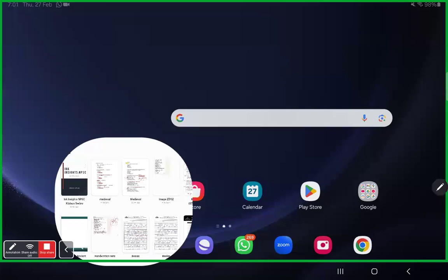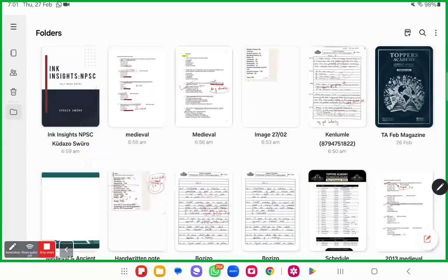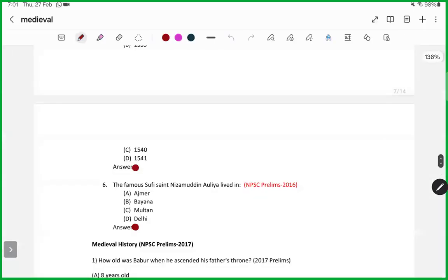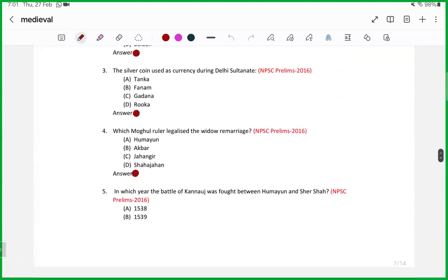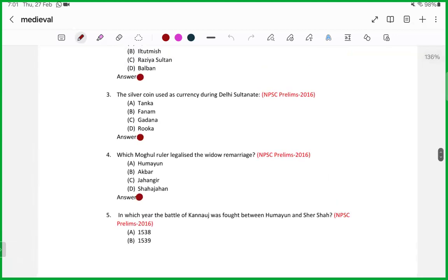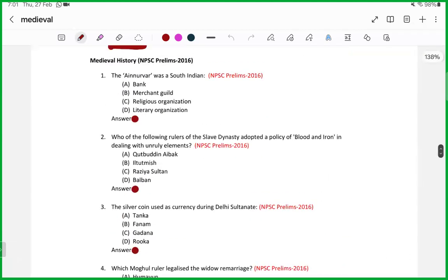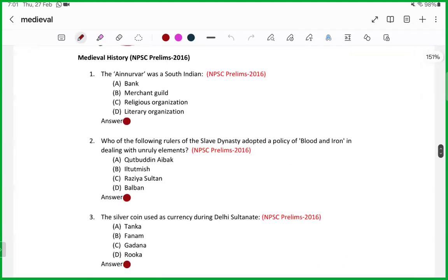All right, today we will start with solving the previous year's paper of 2016. When we study any subject, we should be reminded of the previous year's papers, what kind of questions are asked, and what patterns they follow. That is a very important thing to follow, as well as a smart thing to do.